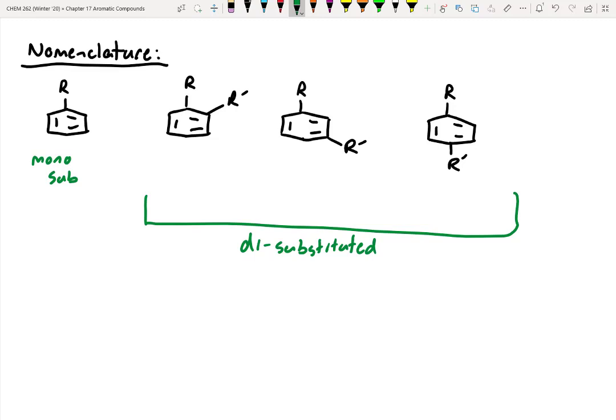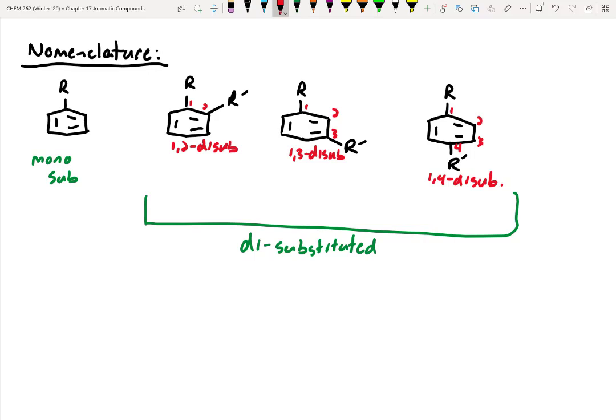Does anybody know how we might be able to differentiate these using IUPAC rules? 1, 2. Yeah, 1, 2 or 1, 4. So for example, if we look at this one, we could say this is 1, 2 disubstituted. We could say, well, this is 1, 3 disubstituted. Or we could say, maybe this is 1, 4 disubstituted. So sometimes you do see this. This is IUPAC allowed, and it is a good way of describing the regiochemistry of these two substituents.